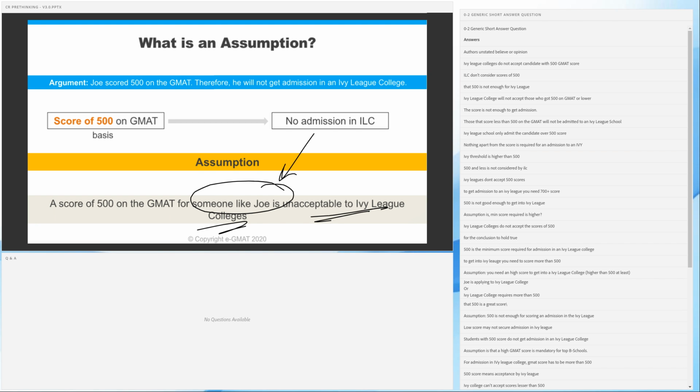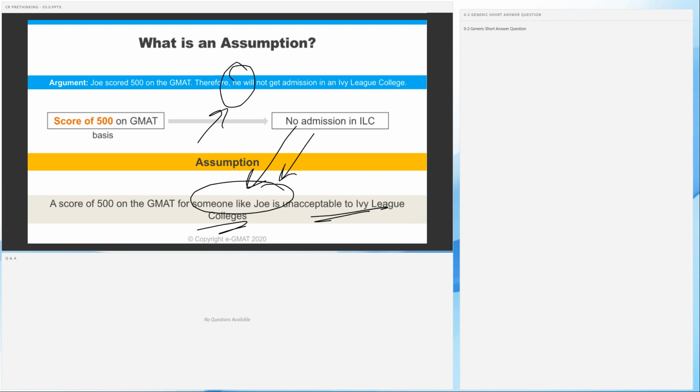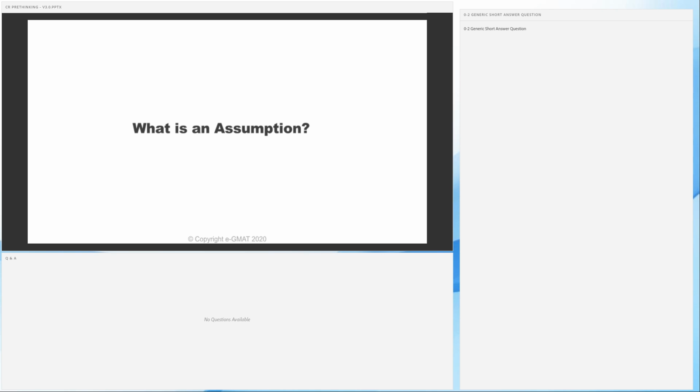Now, one aspect of it: an assumption is always linked to the conclusion. Since the conclusion says Joe will not get into an Ivy League college, the assumption has to have this piece, which is someone like Joe. All right. With that, tell me the definition of an assumption. Type out the definition. I'm going to remove broadcast results. Type your answers in, press enter, and I'll get that information, but you won't see it until I broadcast results. Rest assured, your information is stored in the system.